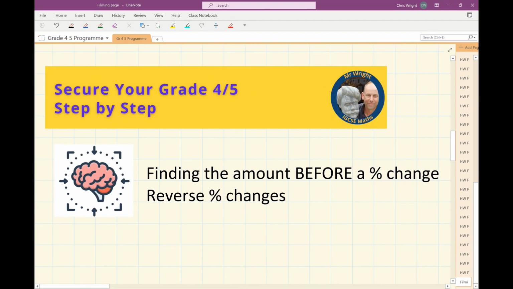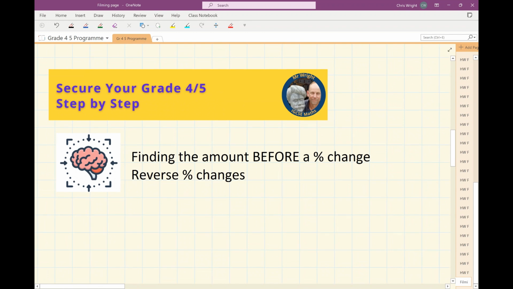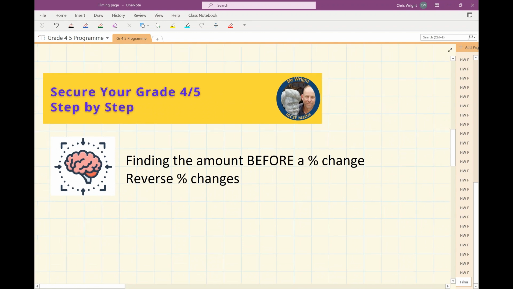That is how to find the amount before a percentage change. And you might like method one, where we thought about going forwards and then went backwards. Or you might like method two, where we thought about what percentage of the original we had after the change.